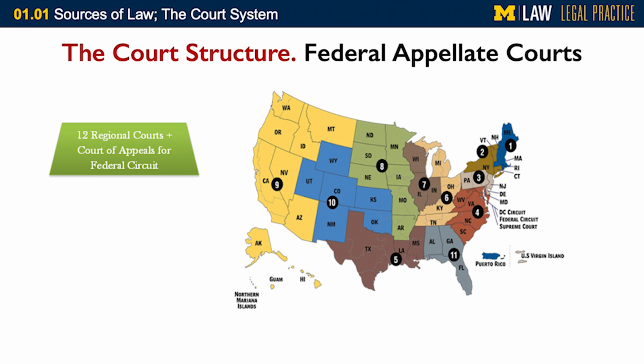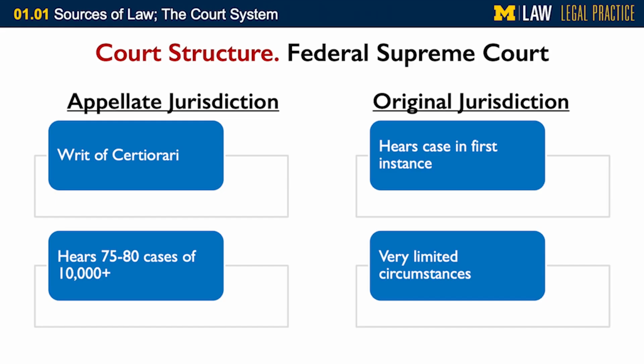So if a litigant in one of the district courts of Michigan wants to appeal their case, their appeal would be heard by the Sixth Circuit, which is also the Court of Appeals for the district courts in Ohio, Kentucky, and Tennessee. But wait, Jessica, you said there were 13 appellate courts. Yes, the 13th appellate court is the Court of Appeals for the Federal Circuit, located in D.C. That court hears cases from all over the United States, but only in specialized areas of law, such as patent law. The top of the pyramid, of course, is the Supreme Court.